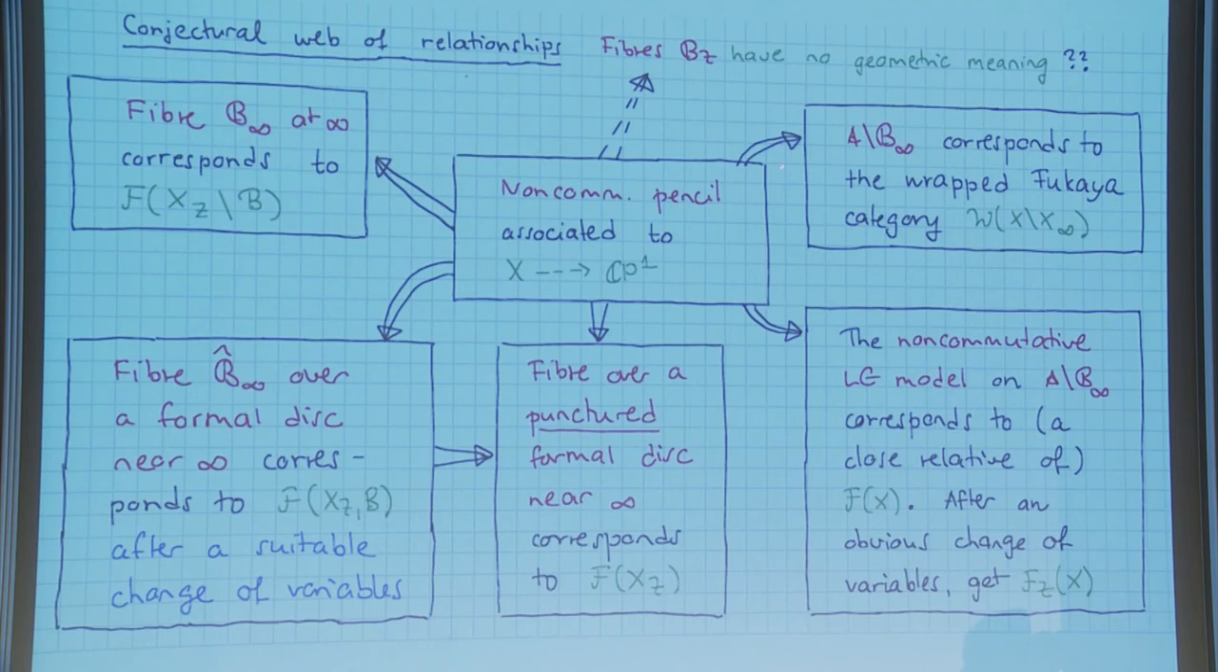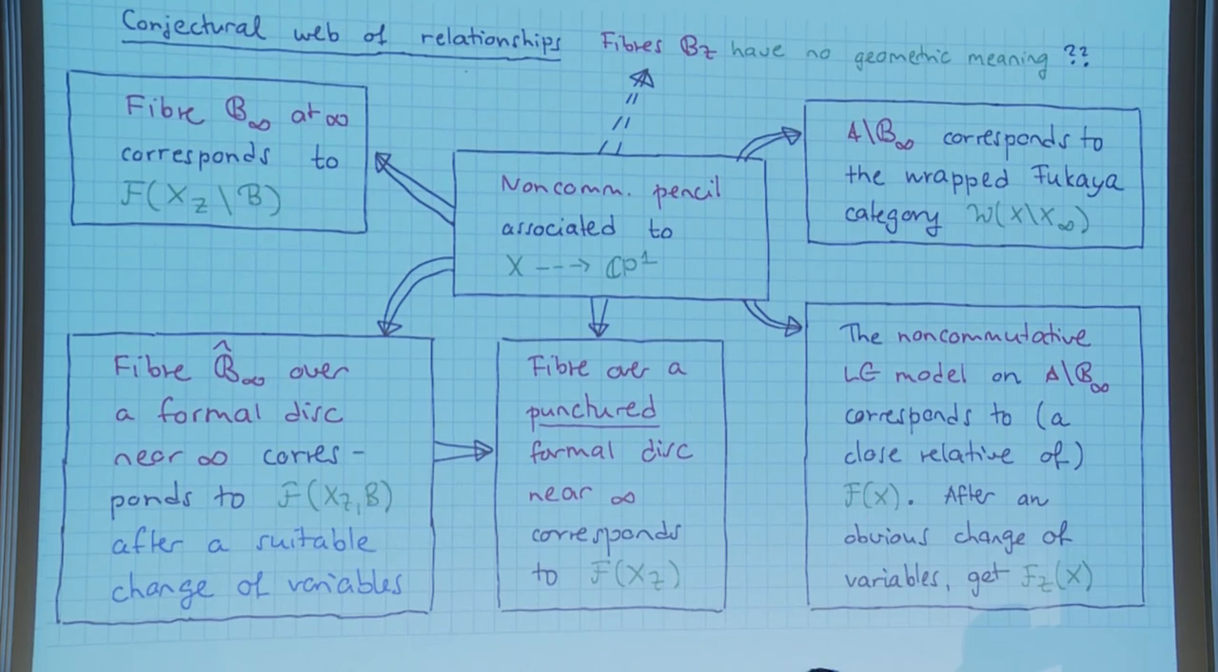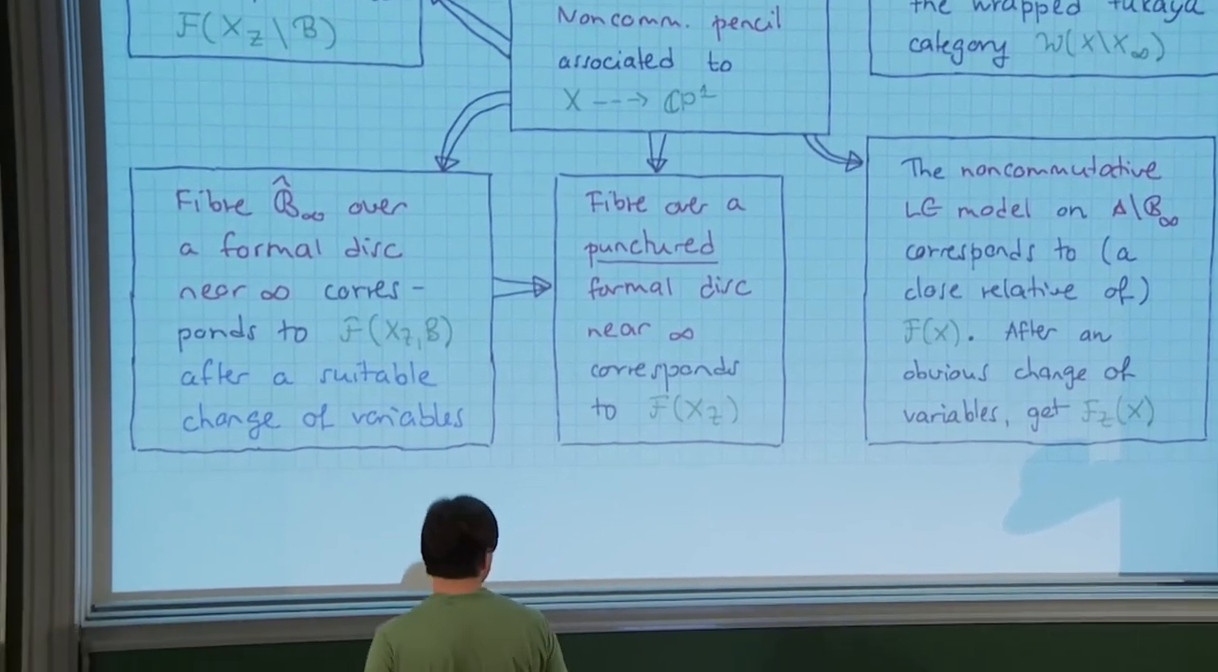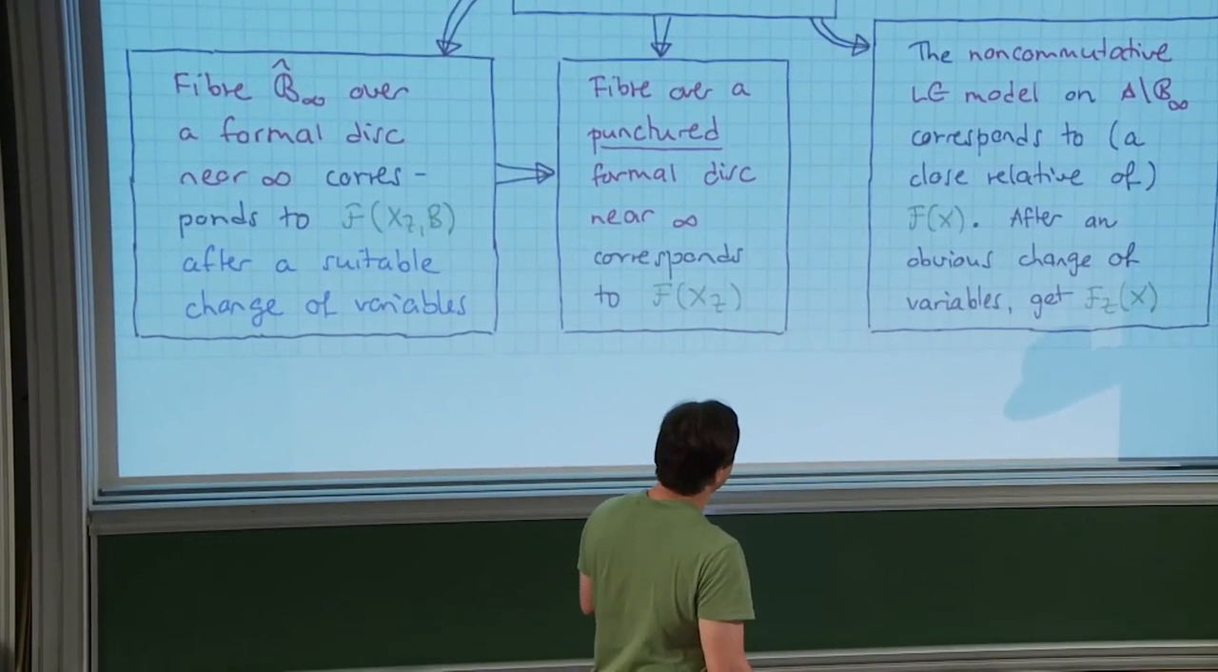On the other hand, you can remove the fiber at infinity just by this quotient construction, and that should correspond to the wrapped category of X minus this divisor. And then there's the most sophisticated thing: you have this non-commutative pencil, and you can form this non-commutative Landau-Ginzburg model. That should actually correspond to the Fukaya category of the original X that you started with.